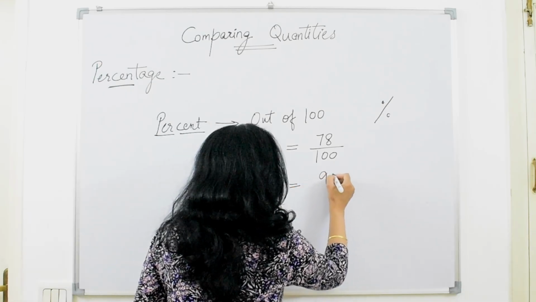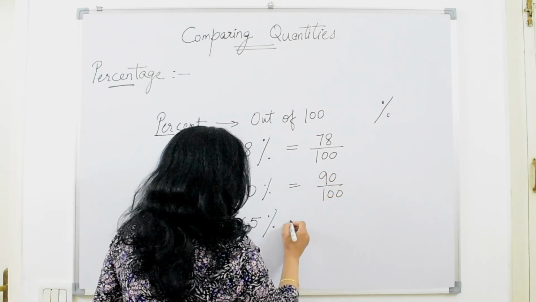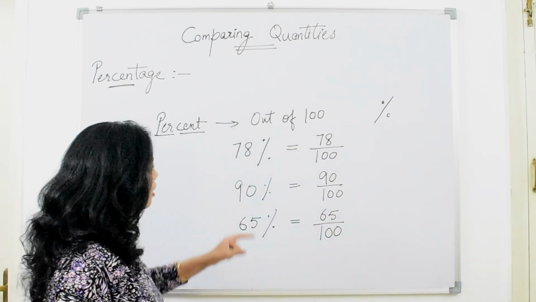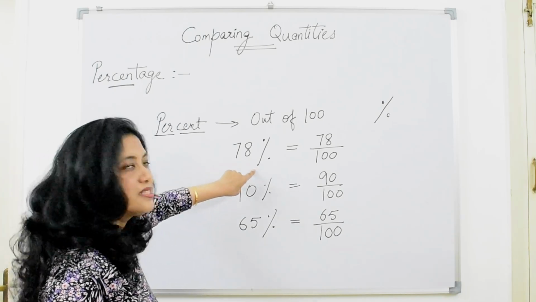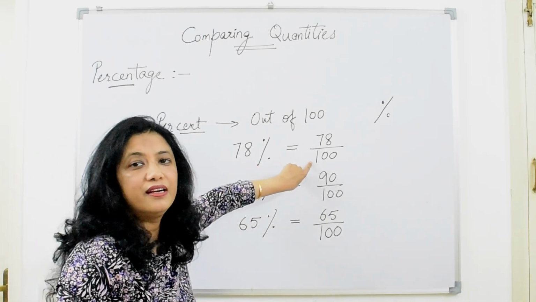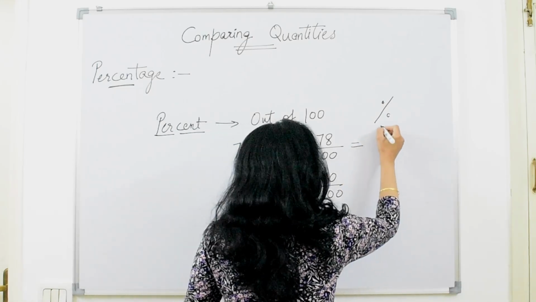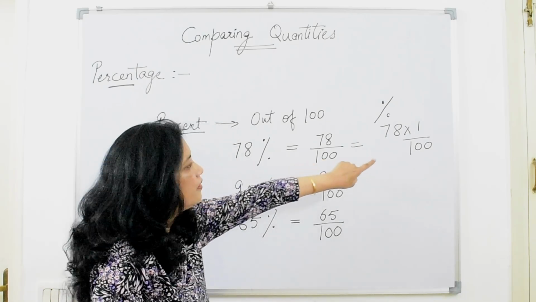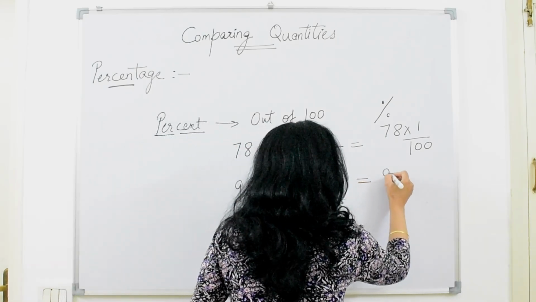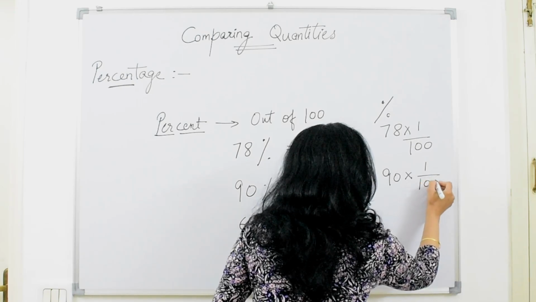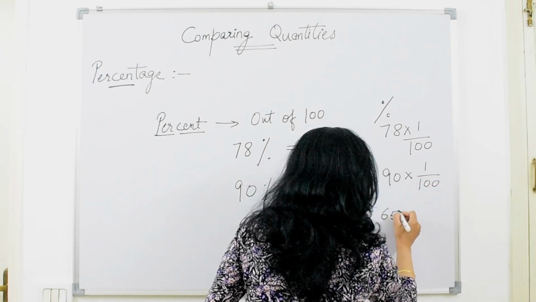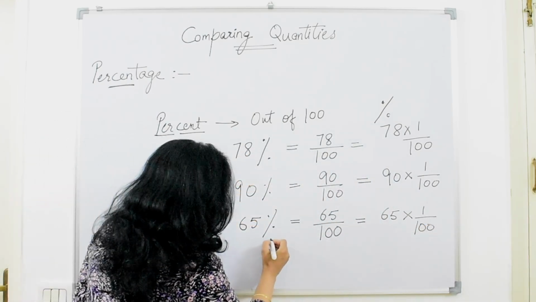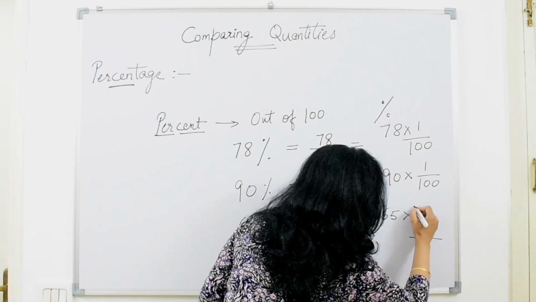And like this, 90 out of 100. 65% means 65 out of 100. What do we see here? That this percentage stands for out of 100. This we can write like this also. We have separated this 100 like this. Similarly, in this case, we can write it like this. Here also we can write it like this. So what do we observe? That this percent stands for this whole.